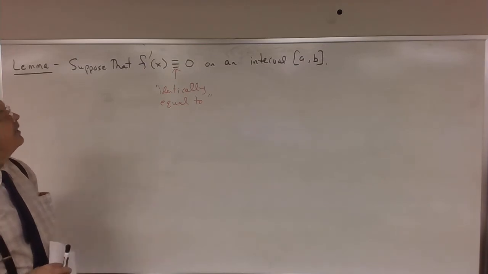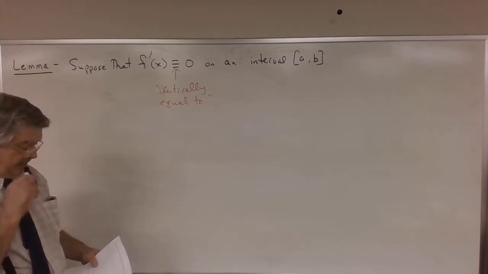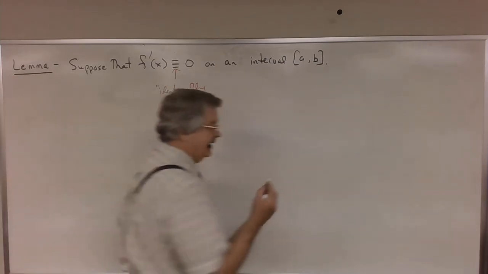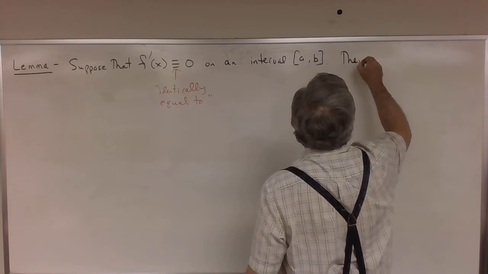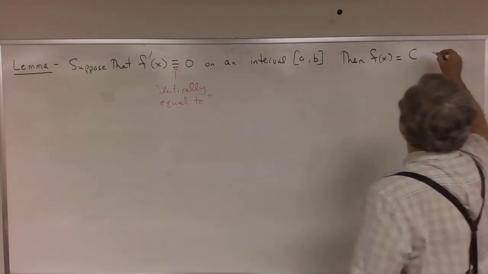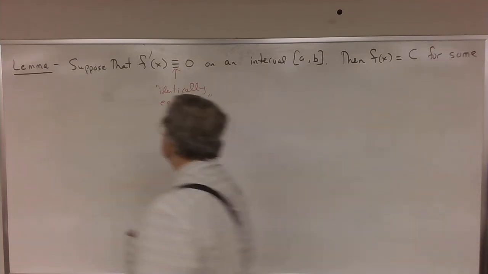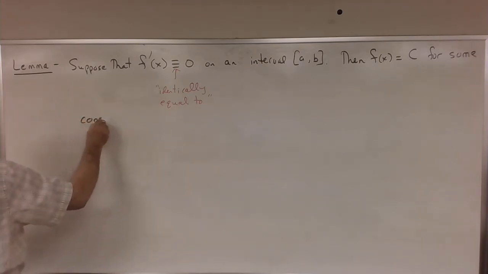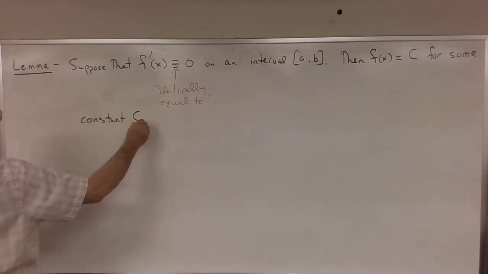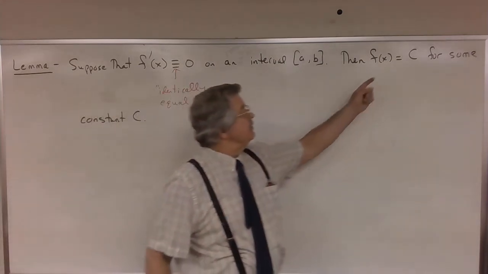So f prime of x is 0 for all values of x on an interval a, b. So if the derivative of a function is 0 for all values of x, then that function is equal to some constant.